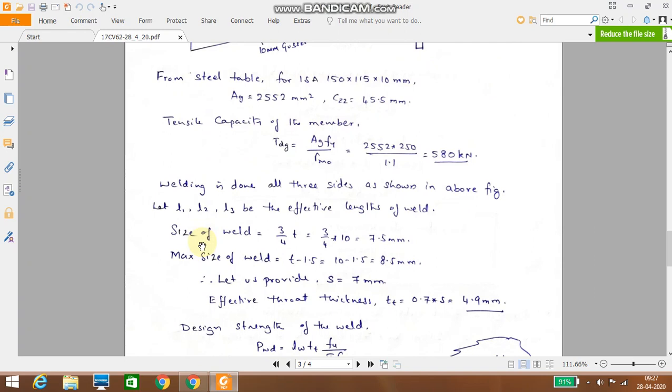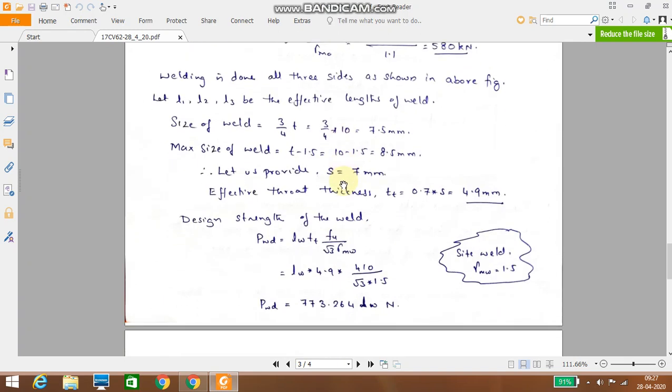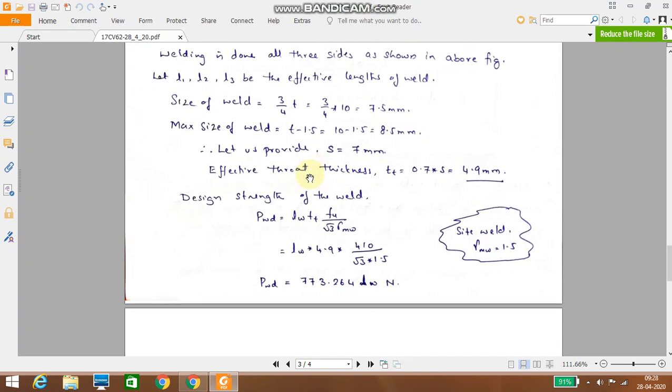So first let us calculate the size of the weld. 3/4 of thickness, that is 3/4 into 10, is 7.5. Maximum size of the weld, T minus 1.5, works out to be 8.5. So let us provide S equal to 7 mm. You can provide 7.5 also, no issue, but as a round figure let us take 7 mm. Now we calculate the effective throat thickness. Effective throat thickness equal to 0.7 into S works out to be 4.9 mm.